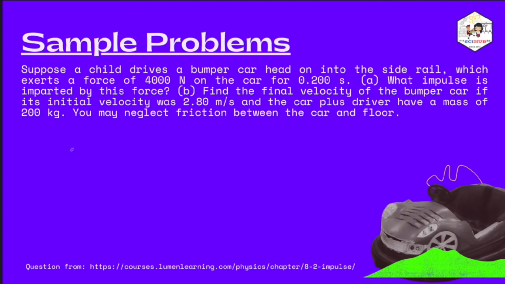For our next sample problem, suppose a child drives a bumper car head-on into the side rail, which exerts a force of 4,000 newtons on the car for 0.200 seconds. A. What impulse is imparted by this force? B. Find the final velocity of the bumper car if its initial velocity was 2.80 meters per second and the car plus driver has a mass of 200 kilograms. You may neglect friction between the car and the floor.